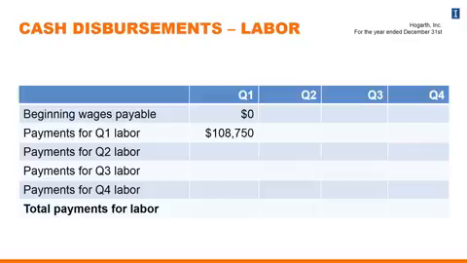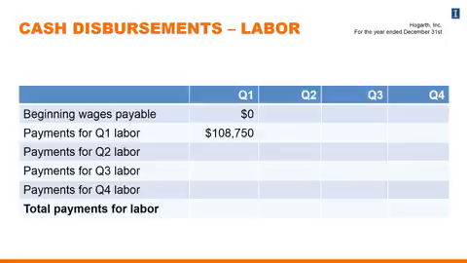Now, materials are not our only cost. We also need a schedule for cash disbursements for labor costs. In this situation, it's a little bit more simple. Employees don't wait an entire quarter to receive half their wages. When employees work for us, we pay them in the quarter in which they earn that wage.